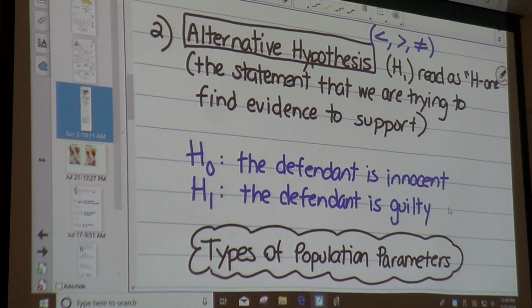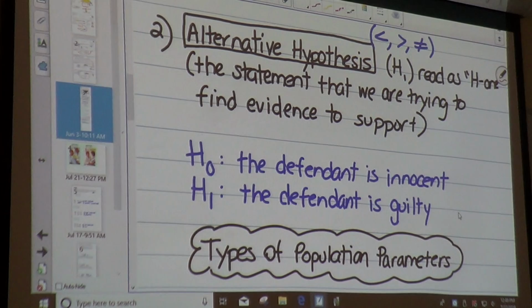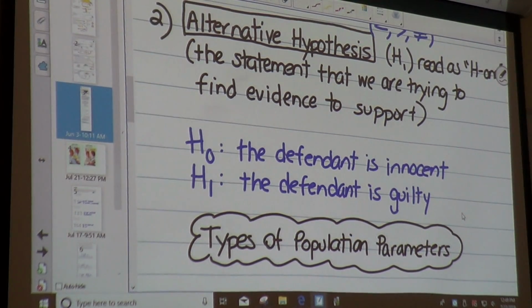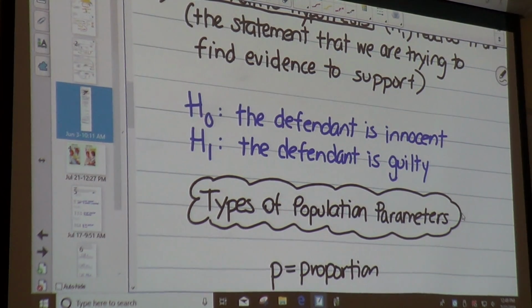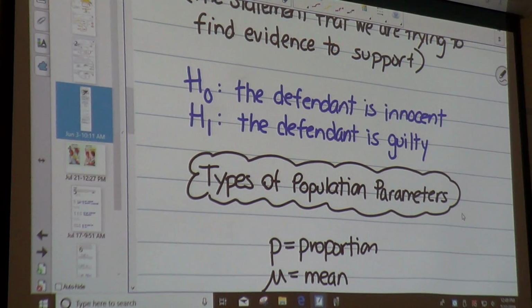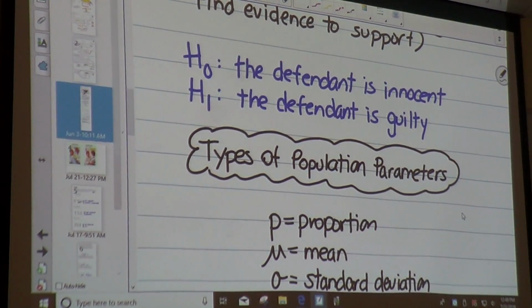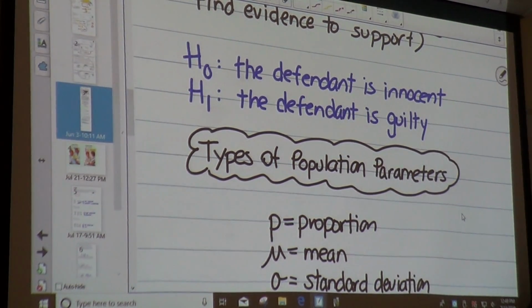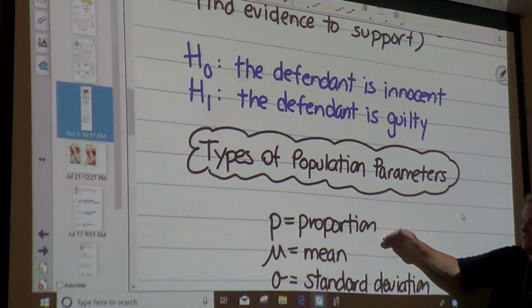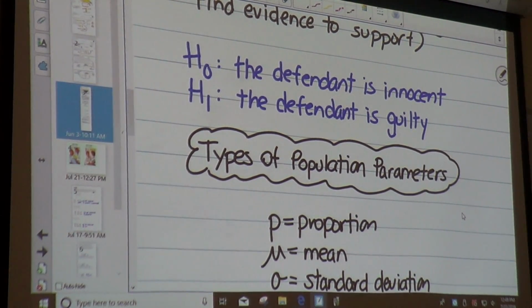The population parameters that we need to know: P is the proportion, mu is the mean, and sigma is our standard deviation. They're just reminding you what those letters mean. We have a proportion, a mean, and a standard deviation: P, mu, and sigma.